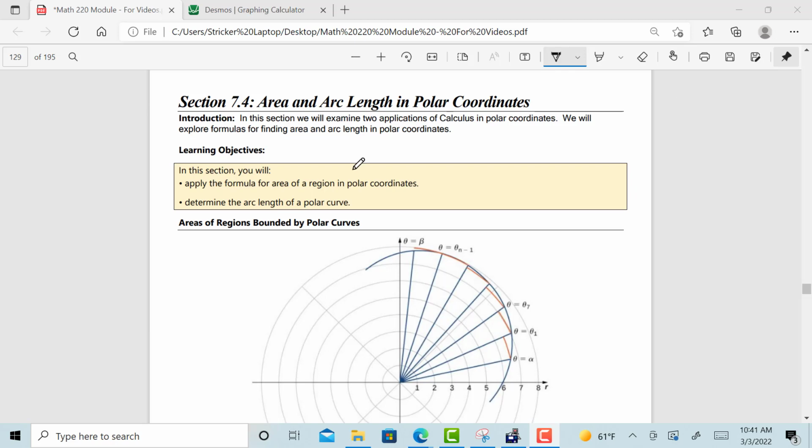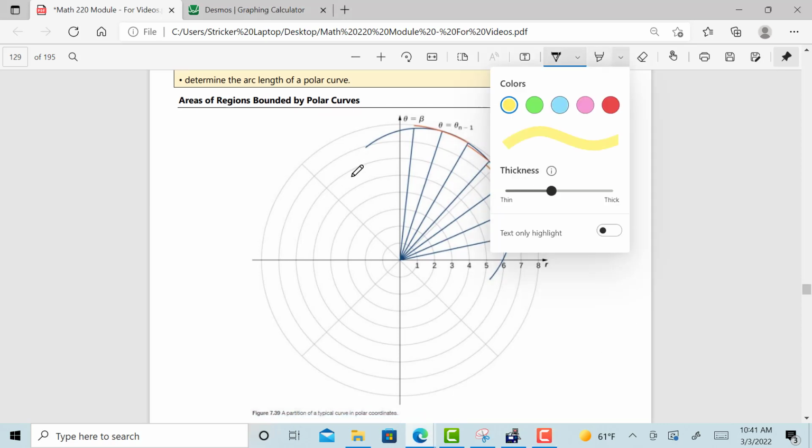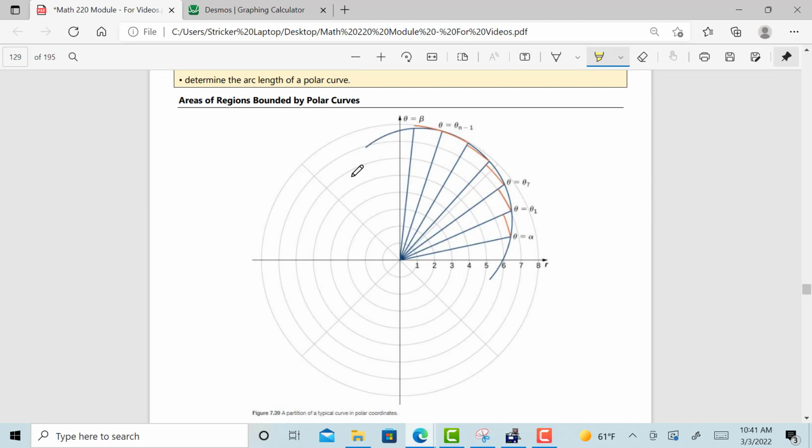We have a figure here, figure 7.39, and it shows a polar curve in blue, and you can see that it's breaking up this polar area into small subregions, kind of like we thought about when we had a Cartesian equation, y equals f of x. We would find the area under the curve by breaking it into small rectangles, find the area of each one of those rectangles, and then adding it together with an integral. It's the same concept here.